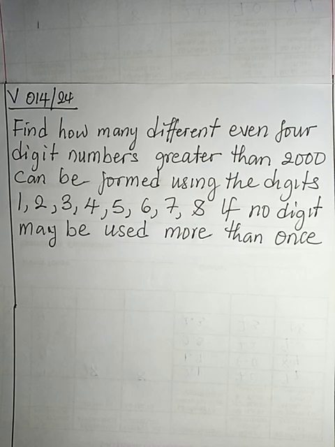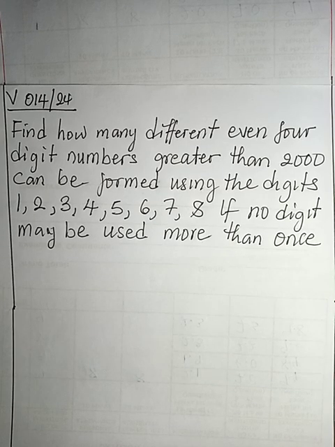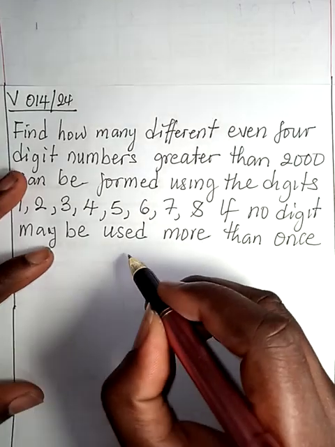We have a problem on counting principle, or a problem that we can use permutation to solve. So let's look at the problem. How many different even 4-digit numbers greater than 2000 can be formed using the digits 1, 2, 3, 4, 5, 6, 7, 8 if no digit may be used more than once? Okay, solution.